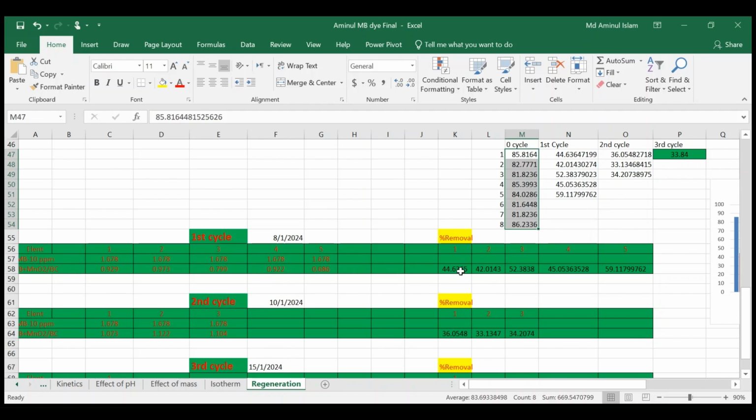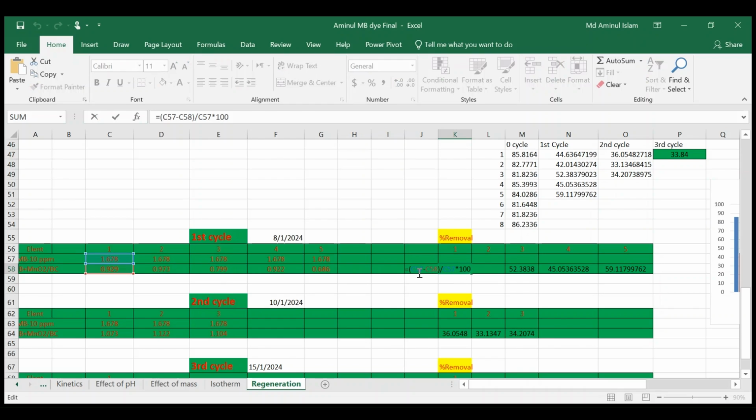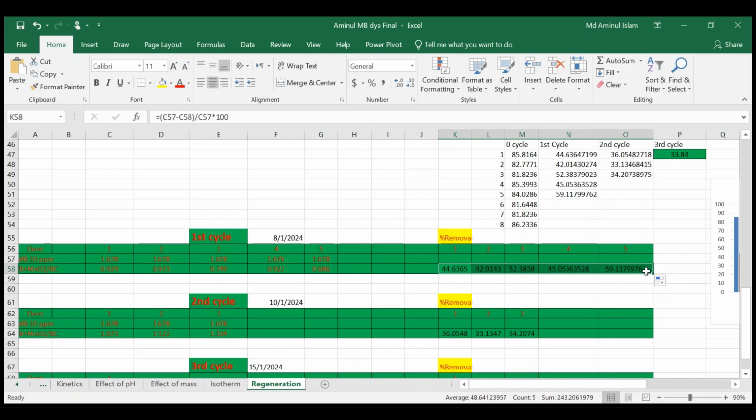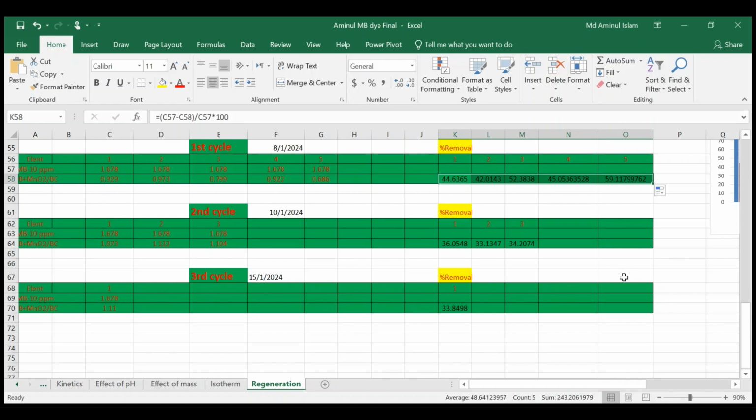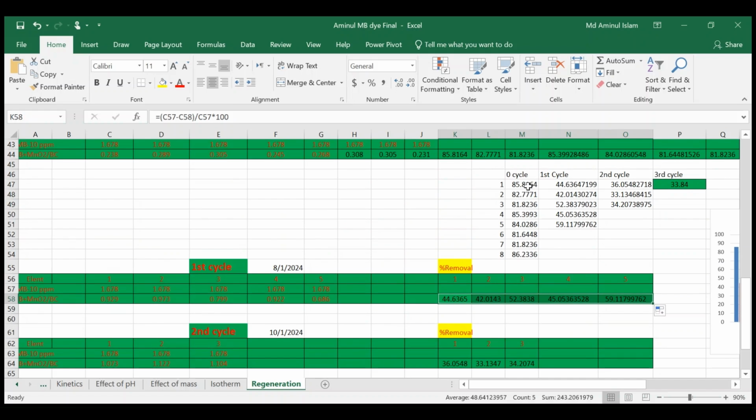Then you can calculate percent removal using absorbance of standard minus absorbance of sample, divided by absorbance of standard, into 100. So you can calculate the percent removal for one sample. Similarly, if you scroll to the right, you can calculate percent removal for the others. This is for the first cycle, this is for the second cycle, the third cycle. So these are the values for zero cycle, first cycle, second cycle, third cycle.